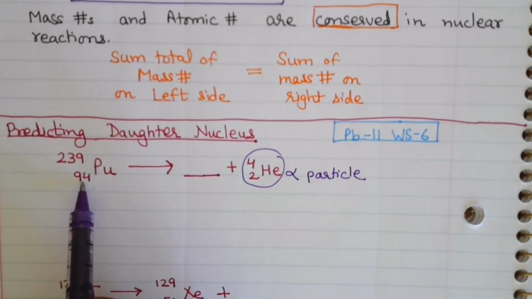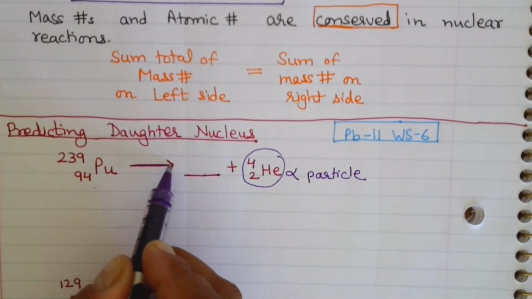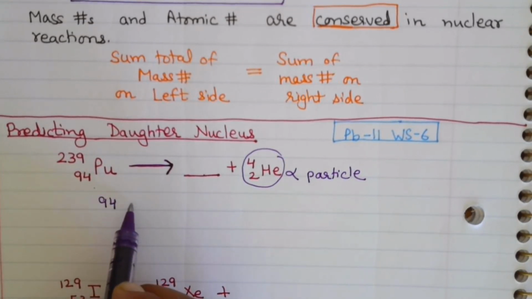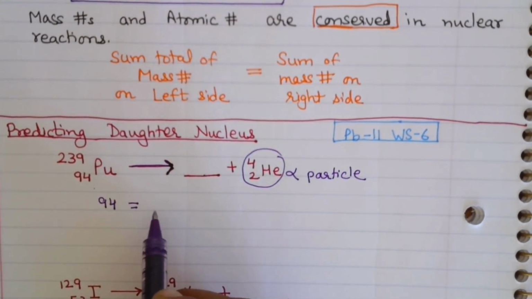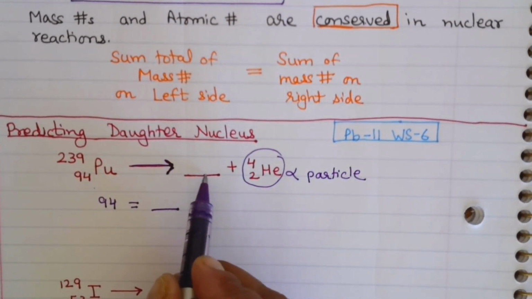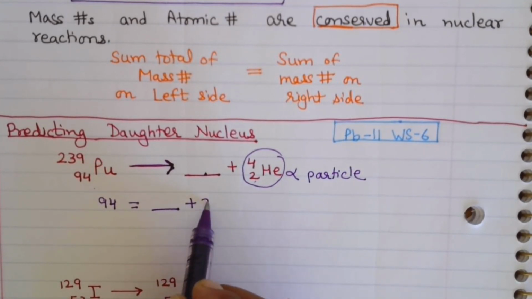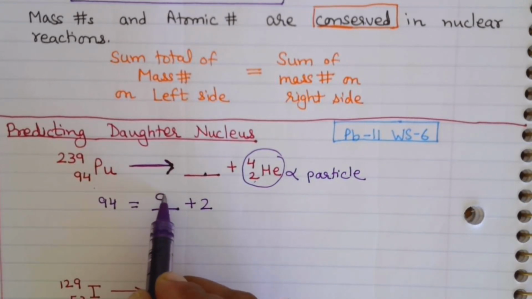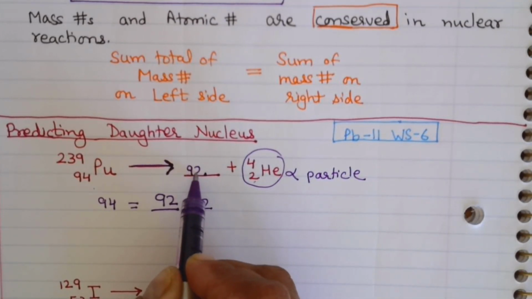Now look, we always start with the atomic numbers. So the total atomic number on the left hand side of the equation, remember this arrow separates the two sides of the equation, is 94. This stands for equal to, and on this side we don't know the atomic number of the daughter nucleus yet, but we know the atomic number of an alpha particle, which is 2. If I solve this equation, I know I have to put 92 here. So the atomic number of the daughter nucleus is 92.